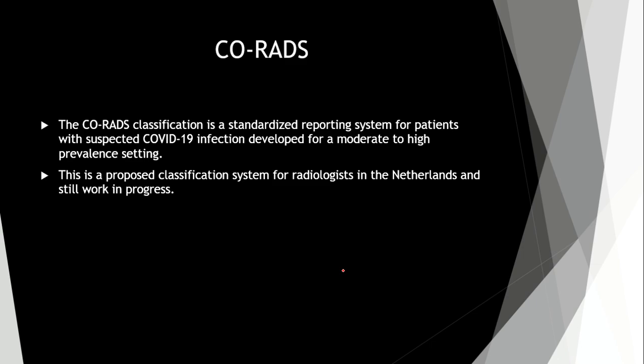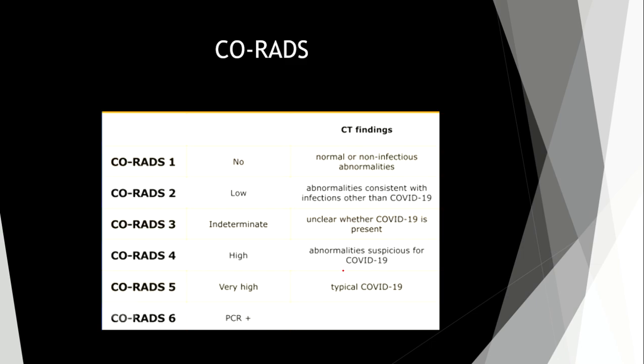The CO-RADS classification is a standardized reporting system for patients with suspected COVID-19 infection, developed for a moderate to high prevalence setting. This is a proposed classification system for radiologists in the Netherlands and still a work in progress. This classification was made on the 25th of March and is still updated. So we have CO-RADS 1, normal or non-infectious abnormalities, with no signs of COVID.